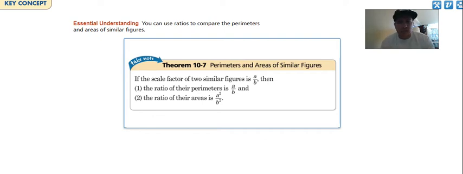Alright, welcome. This is a 10-4 video that we have right here. So make sure that you write this theorem down that we have right here. So we're going to be talking about perimeter and area of similar figures.